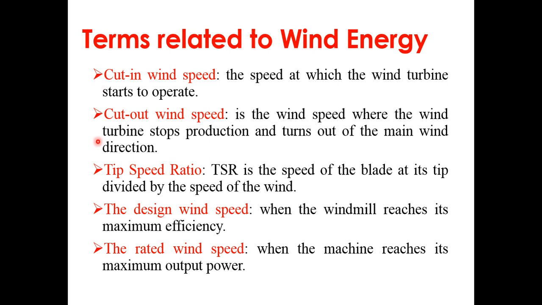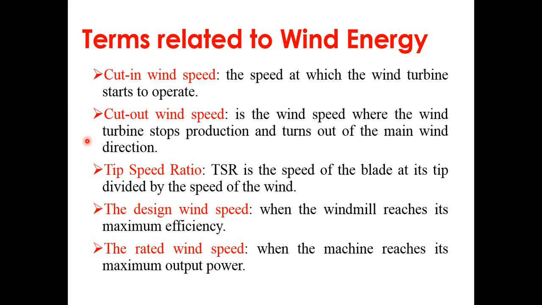The second is the cut-out speed. It is the speed where the wind turbine stops the production of electrical energy and hence the mechanical rotation, and turns away from the main wind direction. Usually in a highly windy area this is common, but the probability of this is very low.